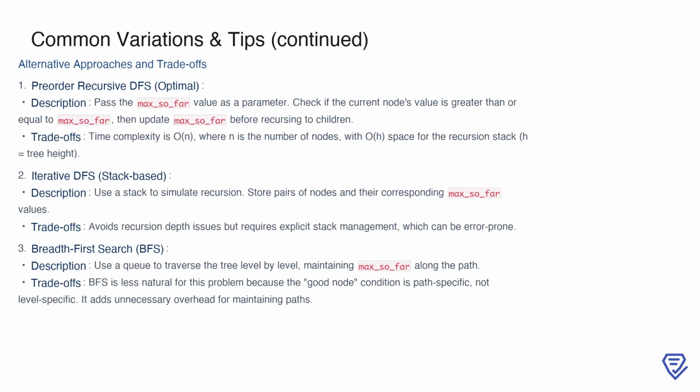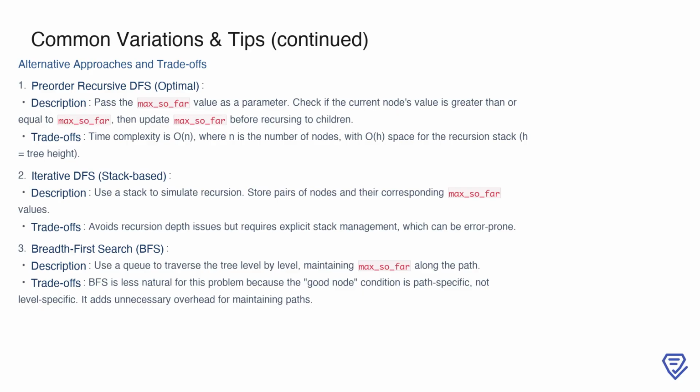There are a few alternative approaches to solving this problem, each with its own trade-offs. The optimal method is a pre-order recursive DFS, where you pass the max_so_far value as a parameter. With this approach, you check if the current node's value meets the good node condition, update max_so_far as needed, and then recurse to the children. This has a time complexity of O(n) and space complexity of O(h), where h is the height of the tree.